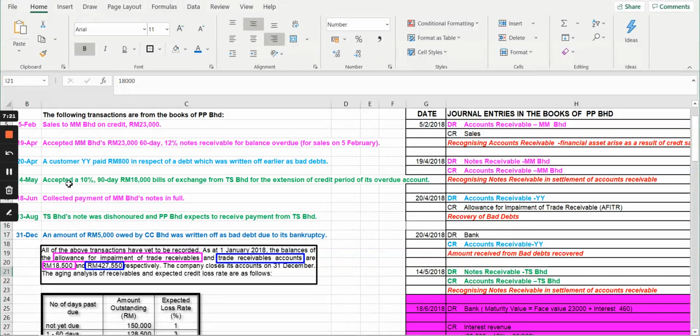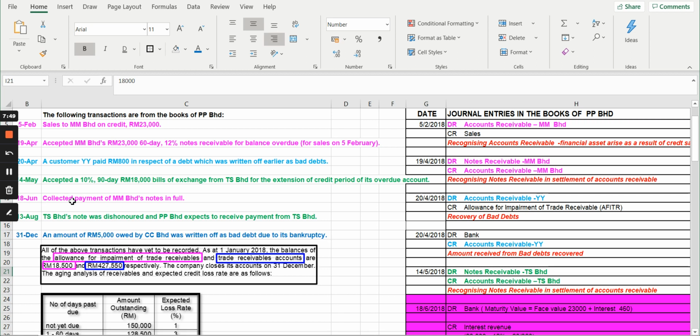And if you read here, you would notice that TS account was already overdue. So it has happened maybe before the current year, maybe the previous year, because there is not enough information. So we assume that was already recorded before this as your credit sales, and now they issue a stronger claim, which is a notes receivable. So that is at the face value.